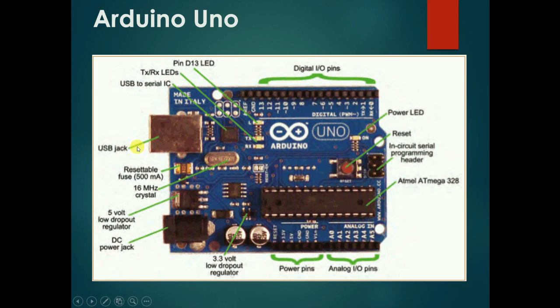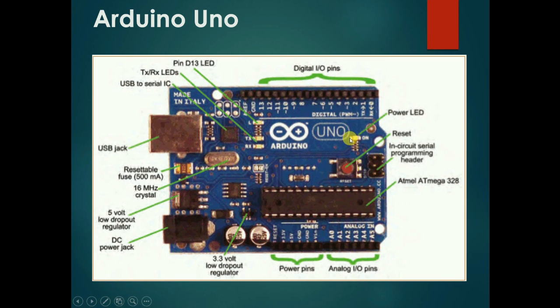So first, the USB jack. This USB jack is used to power as well as to provide serial communication, that we'll be discussing further. And this is the RX TX pin for serial communication. And the LED, this is the main LED. This LED is linked to digital pin 13. So whenever this pin is triggered, this LED will glow.